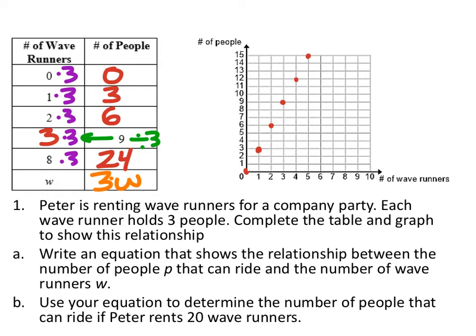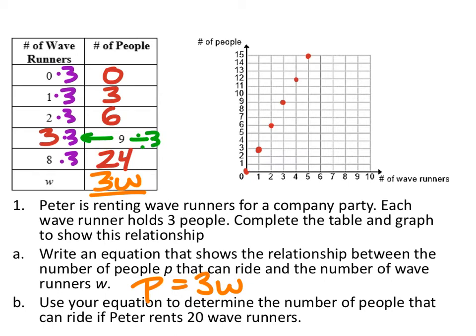Well, it says write an equation for this. Well, that's pretty much what this 3W is for, right? The number of people, P, that can ride is going to be the number of wave runners, but just multiply that by 3. P equals 3W. Now, in one of the previous lessons, we talked about this 3. It's called the constant of proportionality. It's the coefficient of W because it's being multiplied by it, okay?